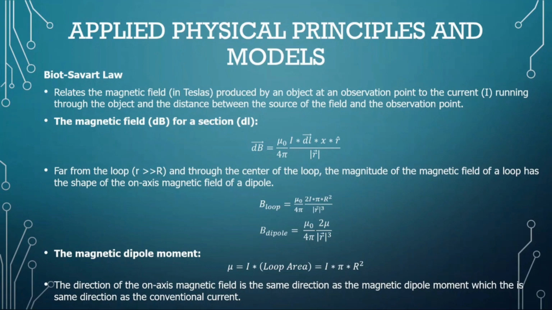and through the center of the loop, the magnitude of the magnetic field of a loop has the shape of the on-axis magnetic field of a dipole, and this is reflected in the equation shown here. The magnetic dipole moment is equal to the current times pi times the radius squared. The direction of the on-axis magnetic field is the same direction as the magnetic dipole moment, which is the same direction as the conventional current.